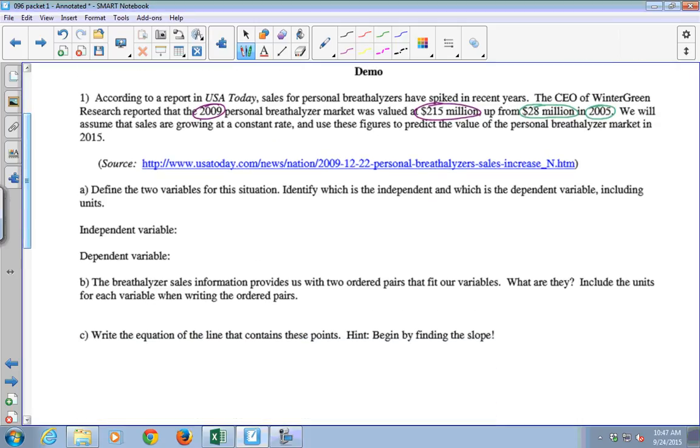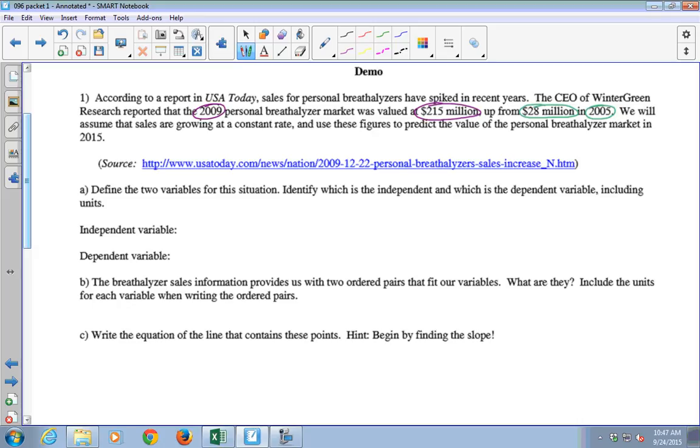All right, so I'm going to define two variables for this situation. Which one is independent? Which one is dependent? Years are independent, yeah. So years are going to be the independent variable. I don't really want to use numbers in the thousands, like 2009, 2015, right, 2005. So let's measure in years since 2000. Just makes it easier to count, and I can use smaller numbers.